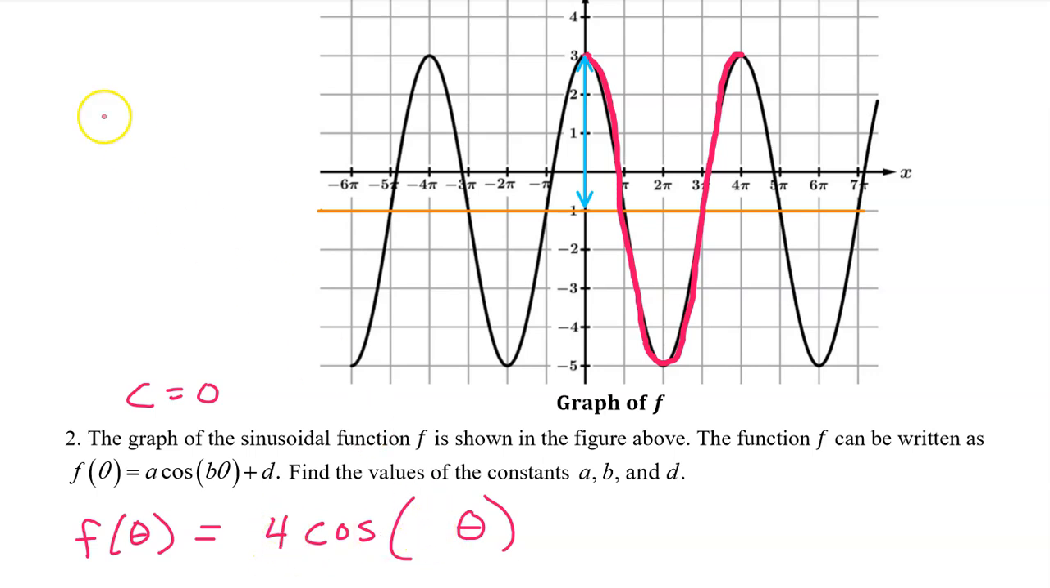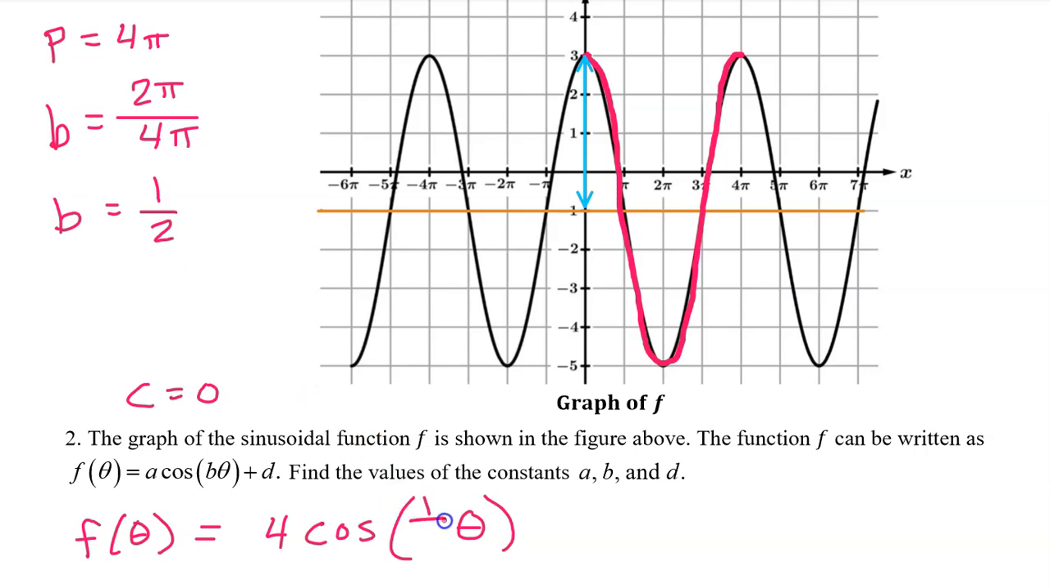For the b value, we start by identifying the period. Since this period begins at 0 and ends at 4 pi, the period is 4 pi. The b value is always given by 2 pi divided by the period. So in this case, that's 2 pi divided by 4 pi. The pi's cancel out, and we are left with 2 over 4, which reduces to 1/2. So b is 1/2.